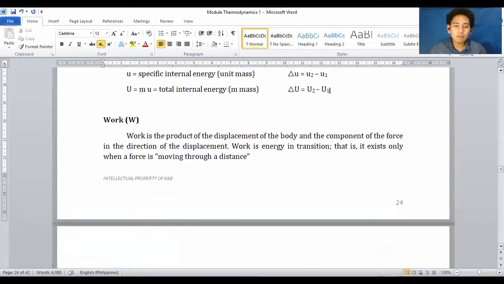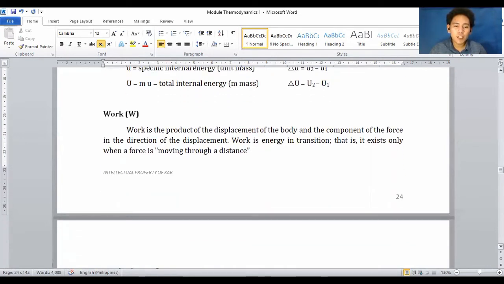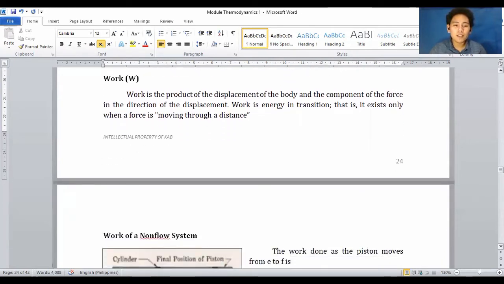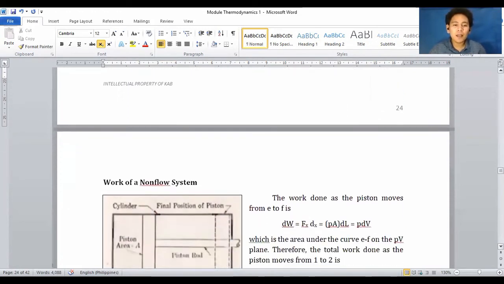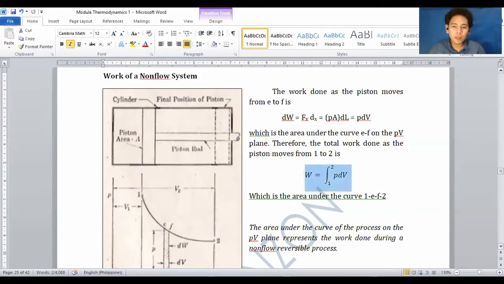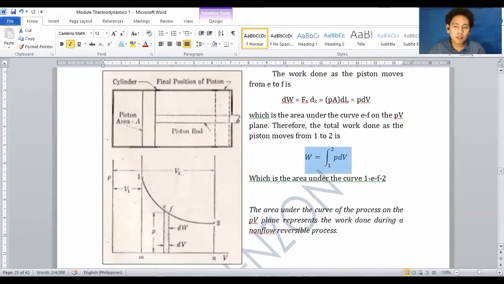Next, work. Work is the product of the displacement of the body and the component of the force in the direction of the displacement. Work is the energy in transition. That is, it exists only when a force is moving through a distance. Now, work of a non-flow system. The work done as the piston moves from E to F is the area under the curve E F on the PV plane. Therefore, the total work done as the piston moves from 1 to 2 is your work equal to the integral of P dV.